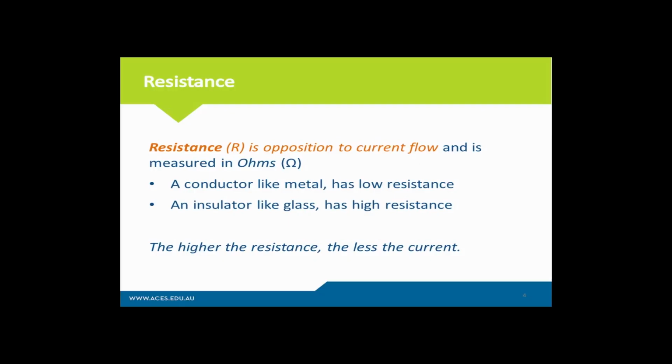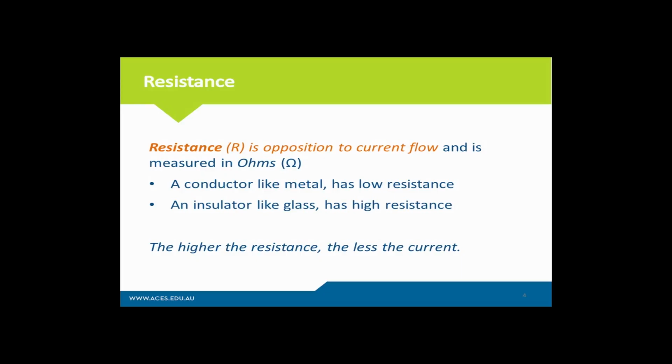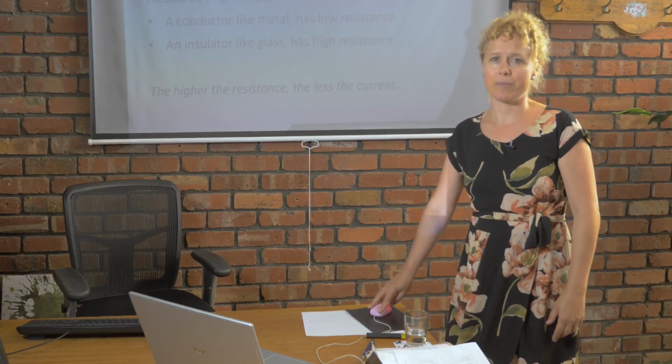Resistance is opposition to current flow and it's measured in ohms. A conductor like metal has low resistance because the electrons can flow very simply, and because the metals are giving up their electrons in the outer orbits. An insulator like glass or plastic, however, has high resistance. It doesn't enable the electrons to flow from one of its atoms to the next. The higher the resistance, the less the current.